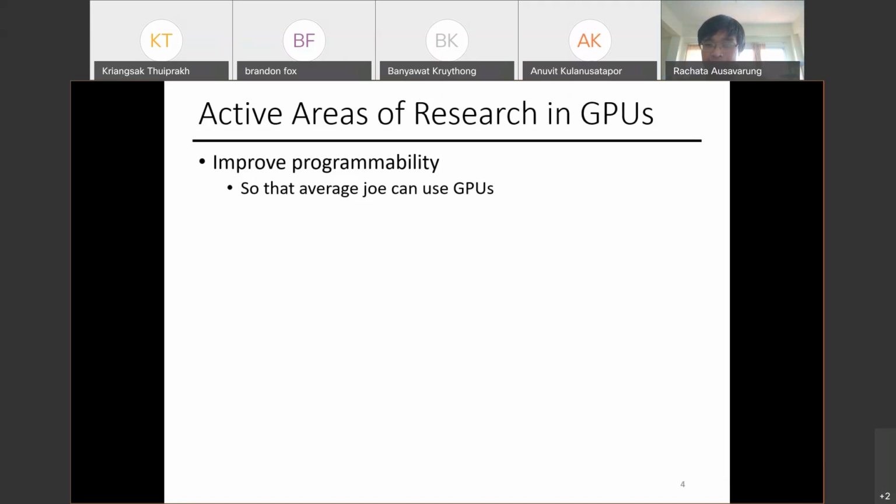Are you here? Yes, whether you can program it or not.